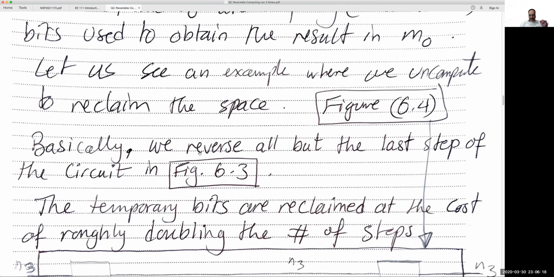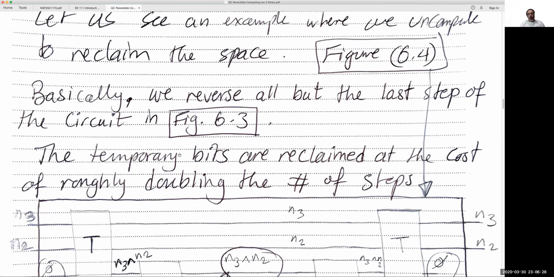So if we look at an example where we uncompute to reclaim the space, this is in figure 6.4 in the book. Basically, we reverse all but the last step of the circuit. So I don't want you to get lost here. We want to compute something. We computed it, but we got other intermediate results that maybe represent an entanglement of states, right? So we cannot reuse them unless we reset them. And we cannot reset them, because resetting them to 0 or even to a 1 is unfeasible because that operation is irreversible.